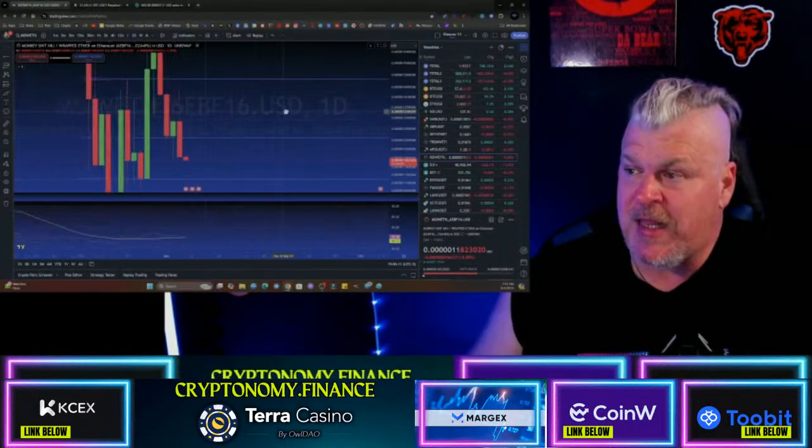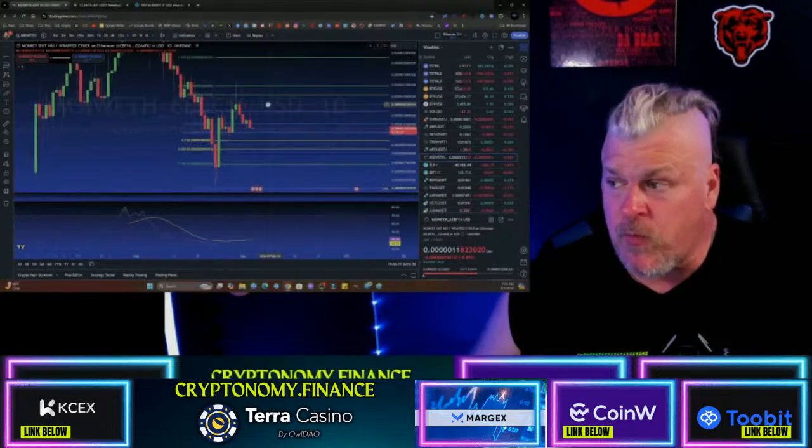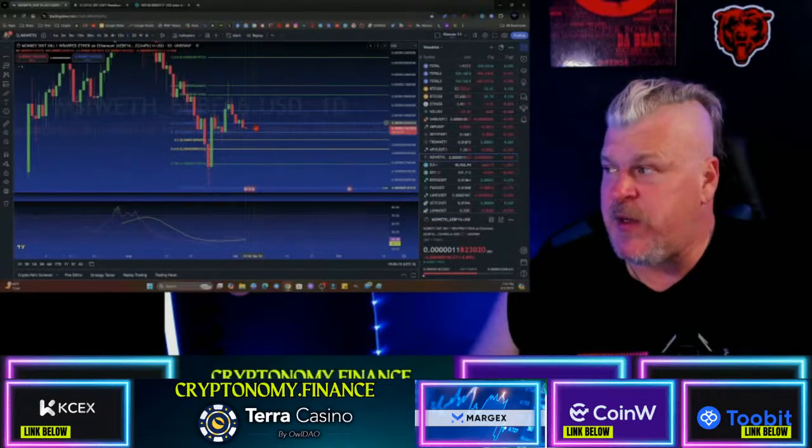And again, that's where we got the original fib retracement. And it seems to be playing out to perfection. I would just be looking at these lines.